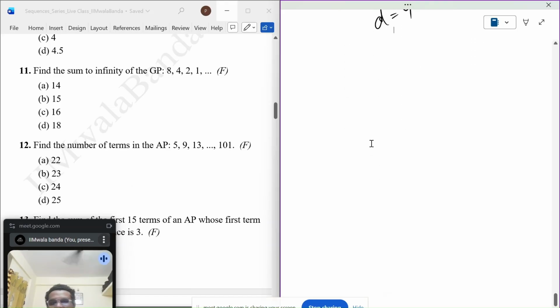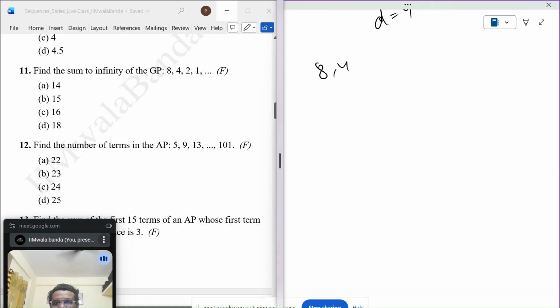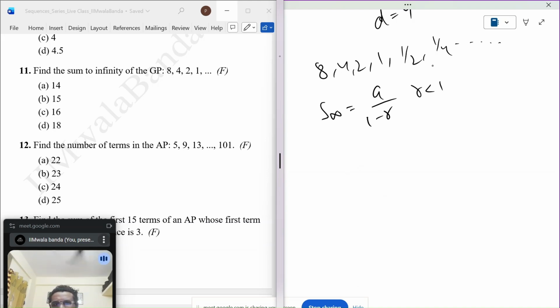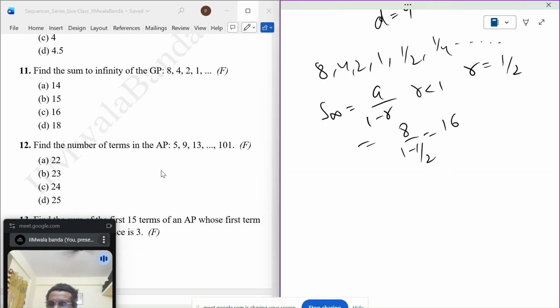Sum up to infinity. Why? Because obviously it's getting to a level where it will become very, very small, and we know sum up to infinity is a upon 1 minus r, provided r is less than 1, which obviously it is. R is what? R is half. So a is 8. 8 upon 1 minus half, or half. So it goes up, 16 will be sum up to infinity.